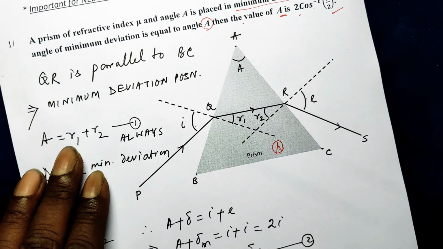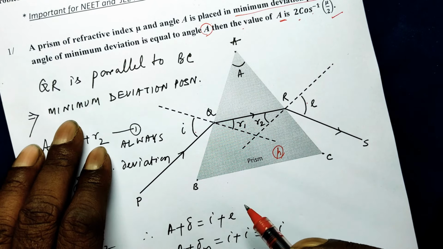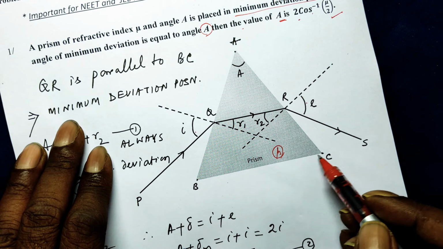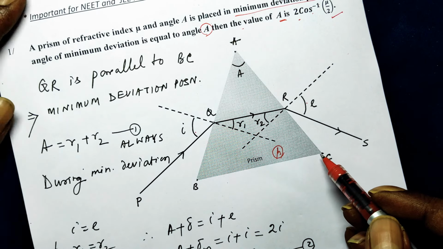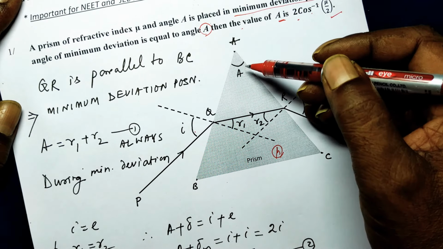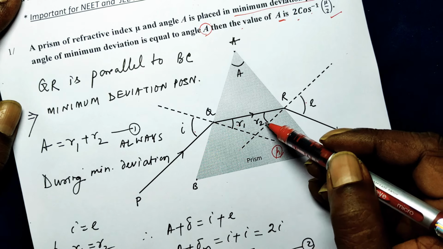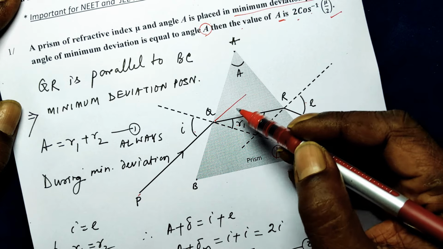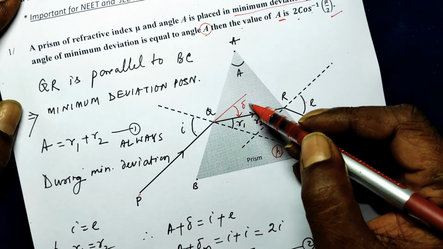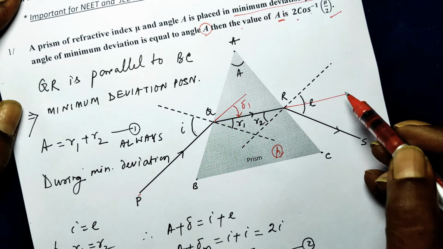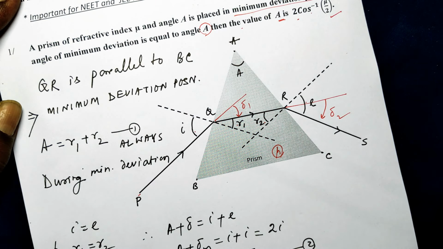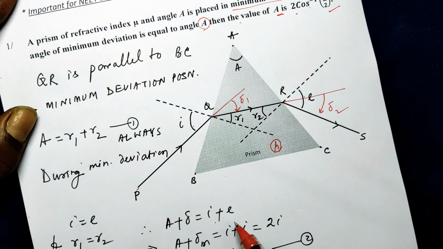Now look at this. Since it is placed in the minimum deviation position, this refracted ray QR is parallel to the base BC. And we always know for a prism, this angle A is always equal to R1 plus R2. This PQ is the incident ray, was supposed to travel in this direction. It has bent by this much, called delta 1. Here it was supposed to travel in this direction. It has bent by this much, called delta 2. And delta 1 plus delta 2 is the total deviation, and we know A plus delta is always equal to I plus E.